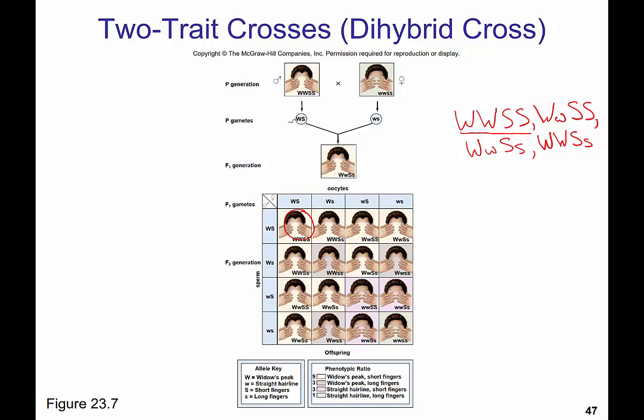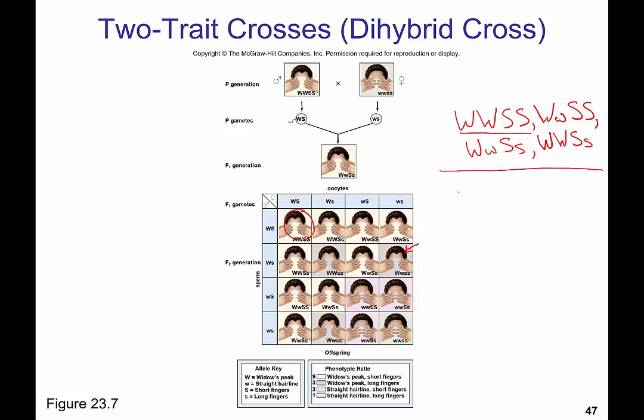And so as you're going through to figure out phenotypes, you'd go square by square to figure out who has a widow's peak and short fingers, who has a widow's peak and long fingers, straight hairline short fingers, and straight hairline long fingers. Our next phenotype is having widow's peak and long fingers. So that's represented by these gray squares here.